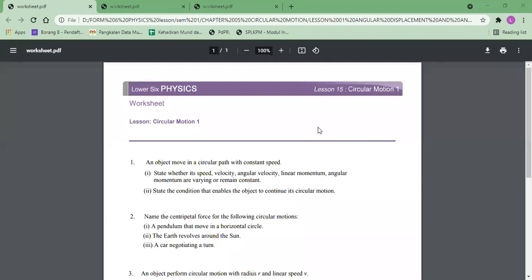Baik. Ingatkan saya sekiranya kalau Zoom 40 minit dah putus, saya terlupa rekod ya.